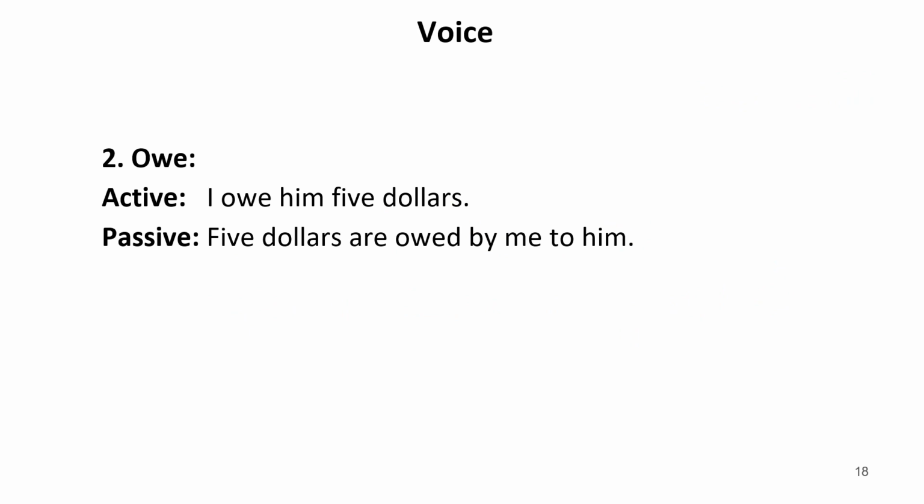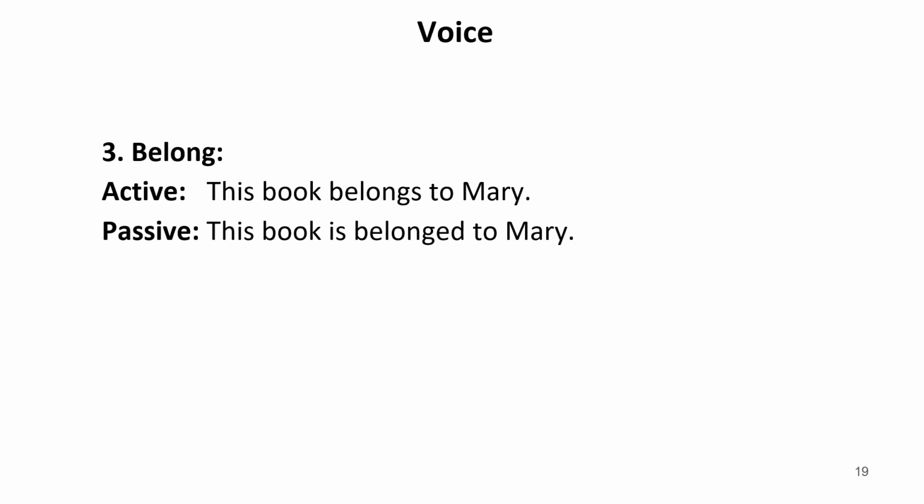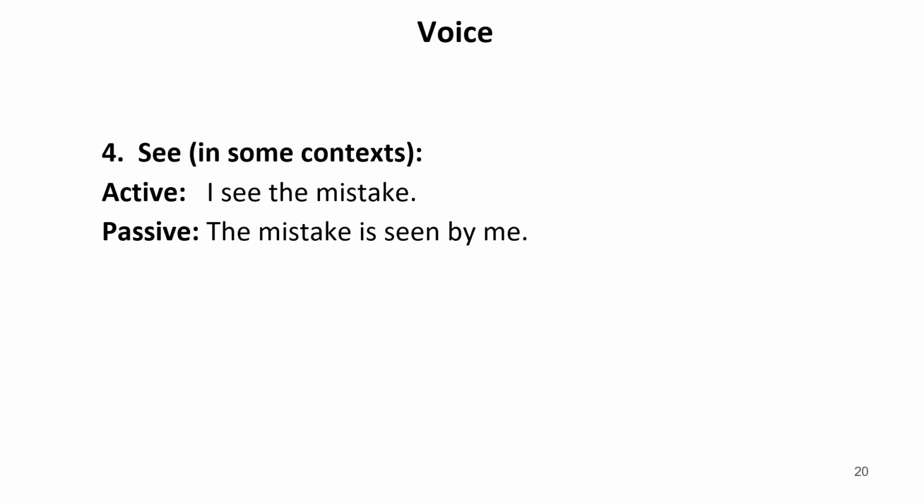Now, "I owe him $5." So "$5 are owed by me to him." This is basic. "This book belongs to Mary." The "belongs to" is used. So whenever we convert the sentence into passive, "This book is belonged to Mary." This is the style of converting this type of sentence. Next we have "see". "I see the mistake." "The mistake is seen by me."